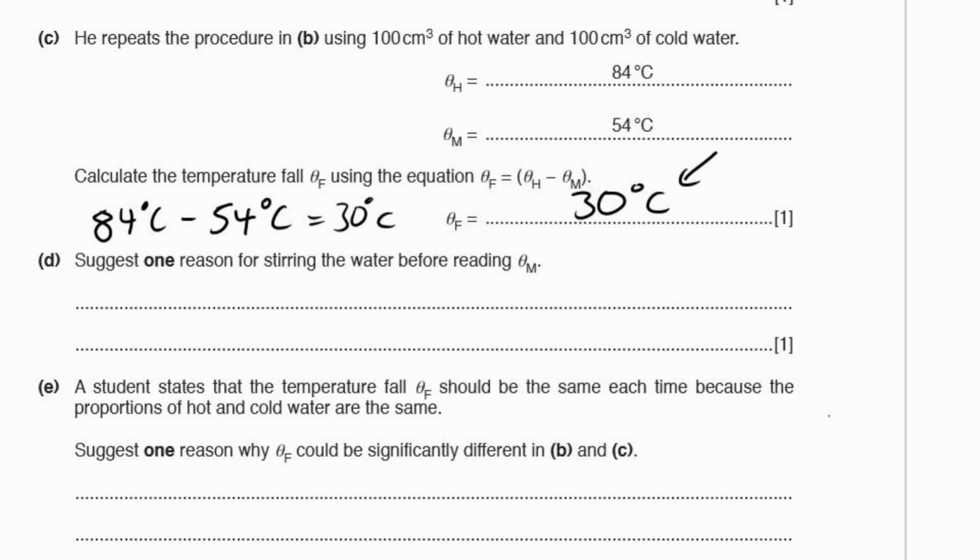D. Suggest one reason for stirring the water before reading theta m. Well, we're adding two different temperatures of water. What we want to do is ensure that the water temperature is uniform.